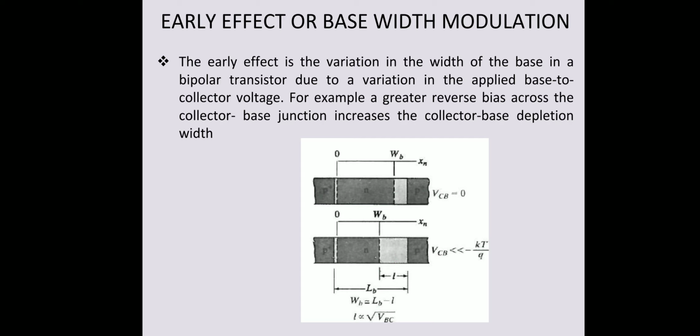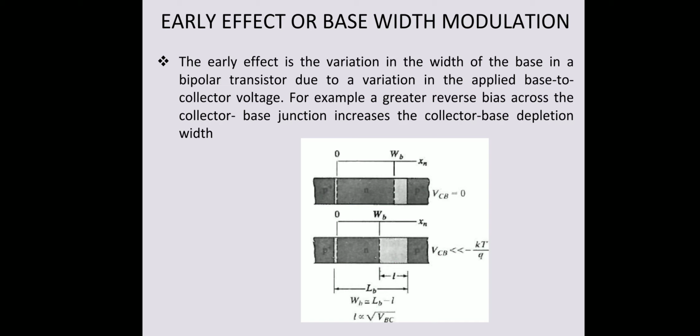That effect, that means the reduction of the effective width of the base by the application of reverse voltage at the collector junction, is called the early effect. We can also call it the base narrowing effect or base width modulation. This was first introduced by Early, so that's why it is called the early effect. The effect of base narrowing is more prominent in the case of common emitter configuration.